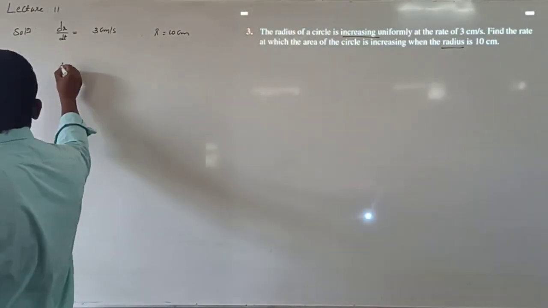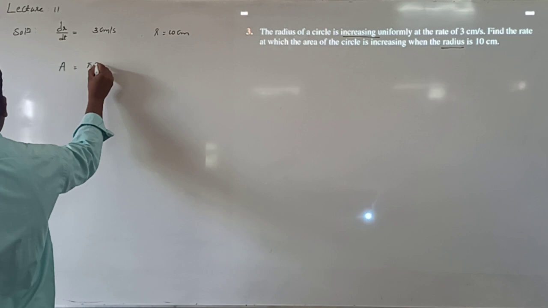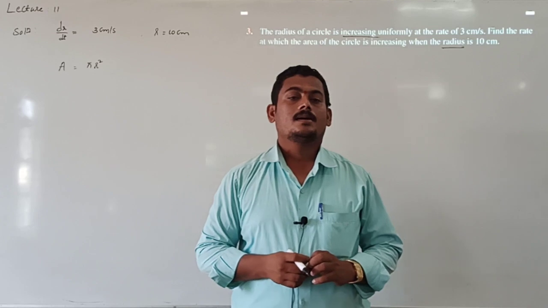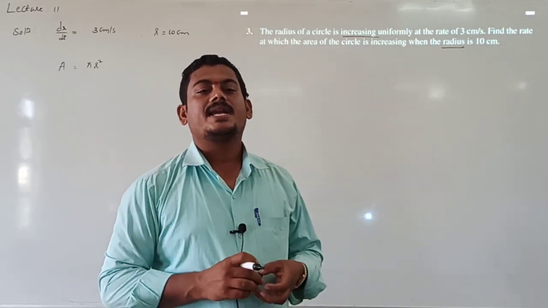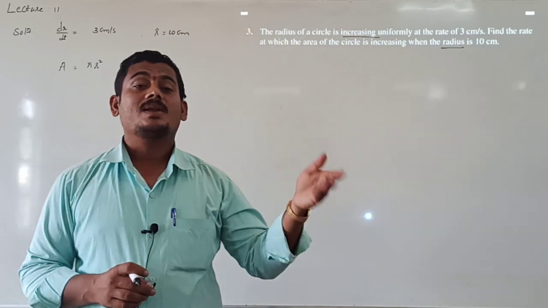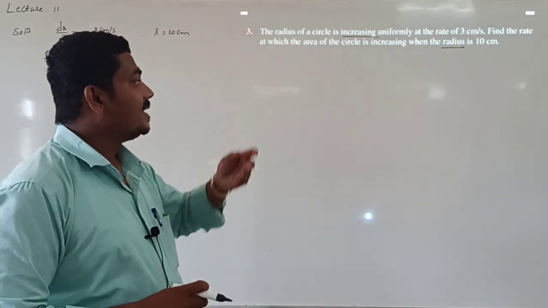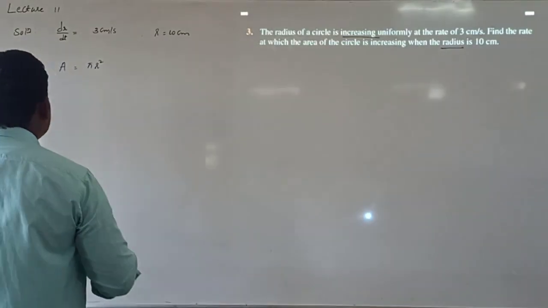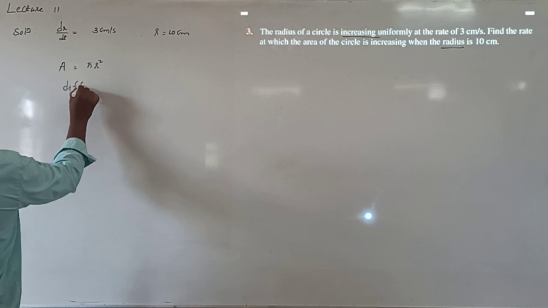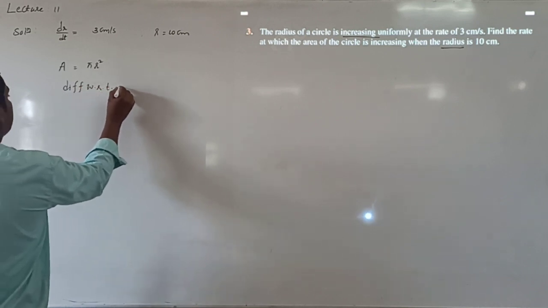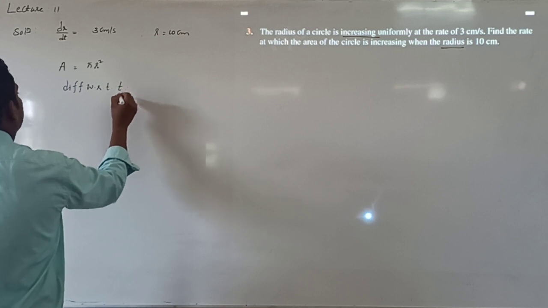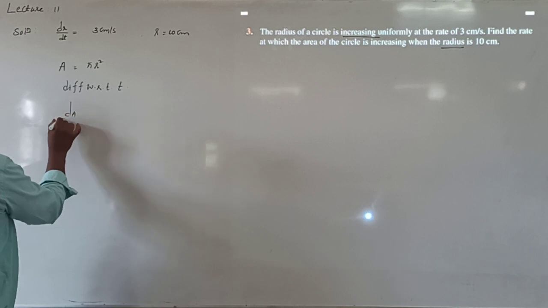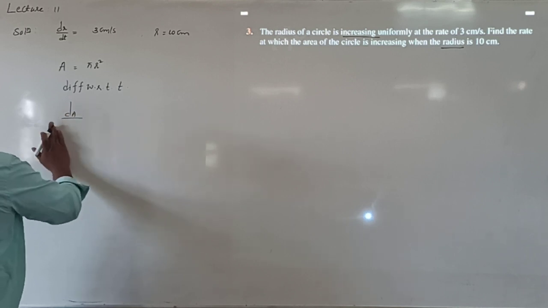We know the area of the circle formula is pi r square. In earlier cases we differentiated with respect to r, because we needed the rate of change of area of the circle with respect to its radius. But in this question our requirement is the rate of change of area of the circle with time only. So differentiate with respect to t. Then the differentiation of A with respect to t is dA divided by dt.